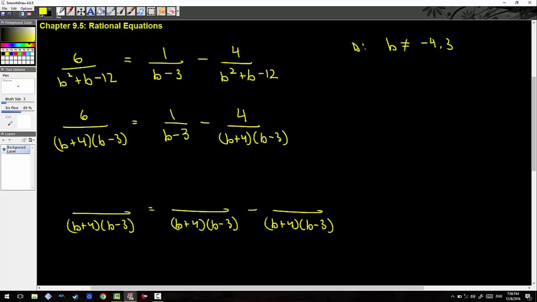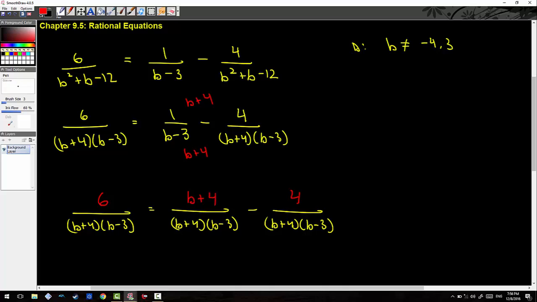Okay, let's figure out what was missing. Well, nothing's missing from the left, so that thing will stay a 6. What was missing from the middle? Well, a b plus 4 was missing from the middle. And nothing was missing from the right, so that can just stay a 4. So, b plus 4 will join the new middle.